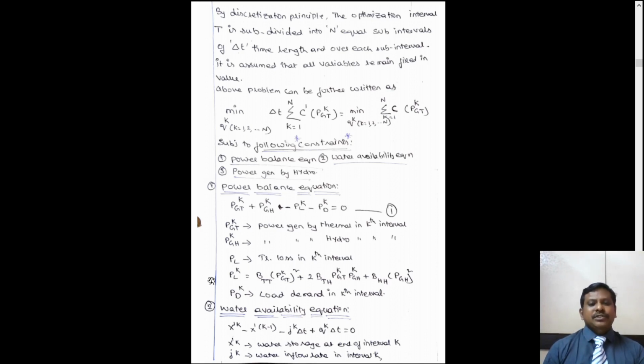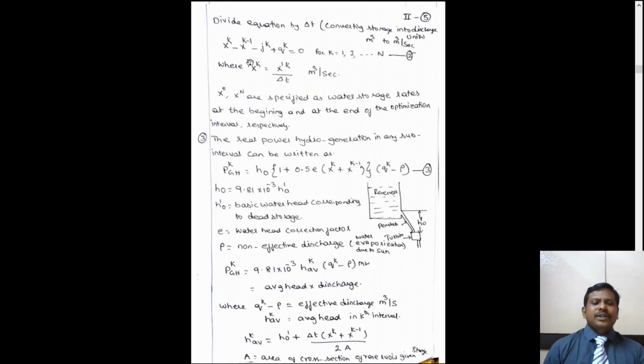It may be long-term scheduling or short-term scheduling, because the transmission line losses play a very crucial role in planning how much power will be transmitted. Next is the water availability equation. The notations may change here, but the concept is ending minus beginning, minus J, which is your inflow rate, and Q, which is your discharge rate during that particular interval. Here we divide this equation by delta T, because we are converting the storage into discharge units.